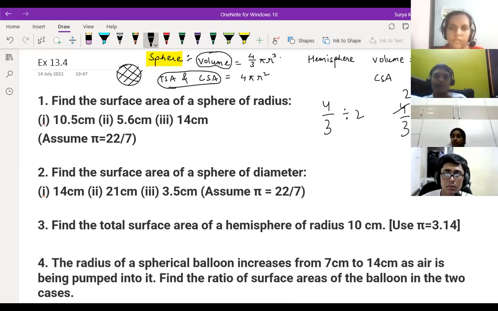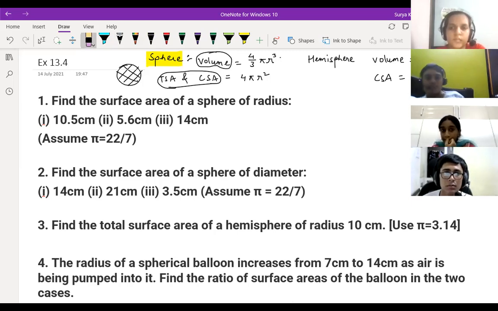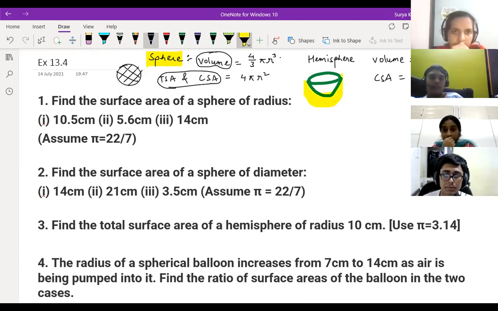CSA will be what? Only see the numerator part, children. 2 pi r square. Here, are TSA and CSA equal or different in the hemisphere? Different, right? Because a hemisphere is like this. Your curved surface area is this yellow part that I'm marking right now. And if you add this extra top part, this becomes TSA. One extra round surface is coming over here, right?